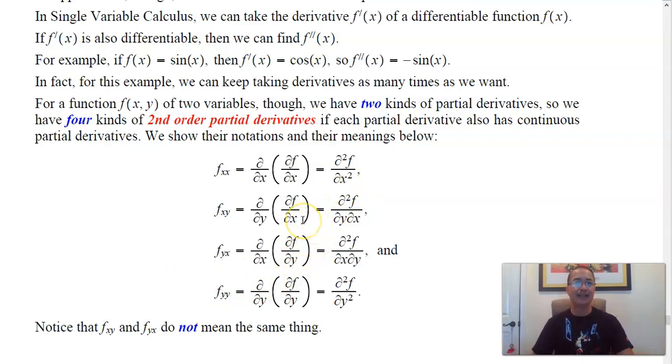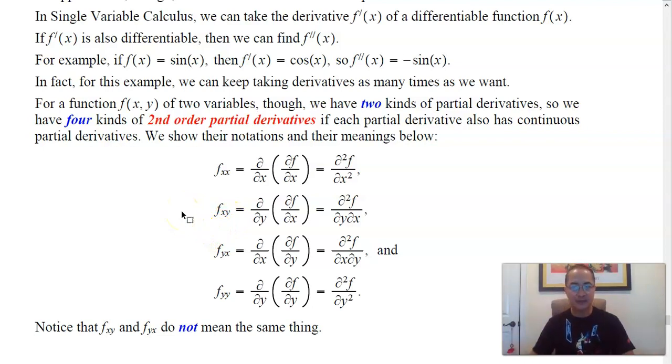Okay? It gets interesting when you take a partial of f with respect to x, and then with respect to y, a different variable. So that is written as f sub xy. Notice that y is to the left of x. And when you turn it into the del notation, y stays to the left of x, because we have those del symbols. But in the subscript notation, it's f sub xy.